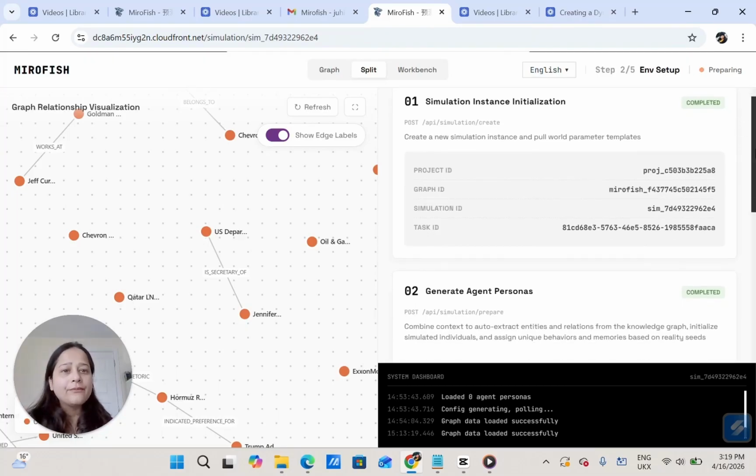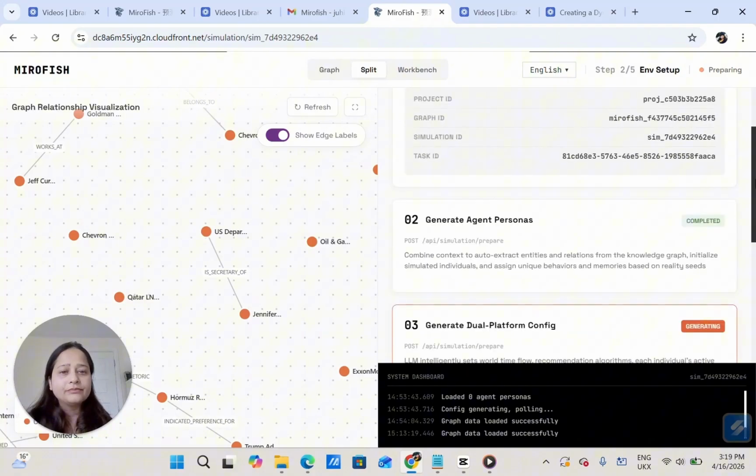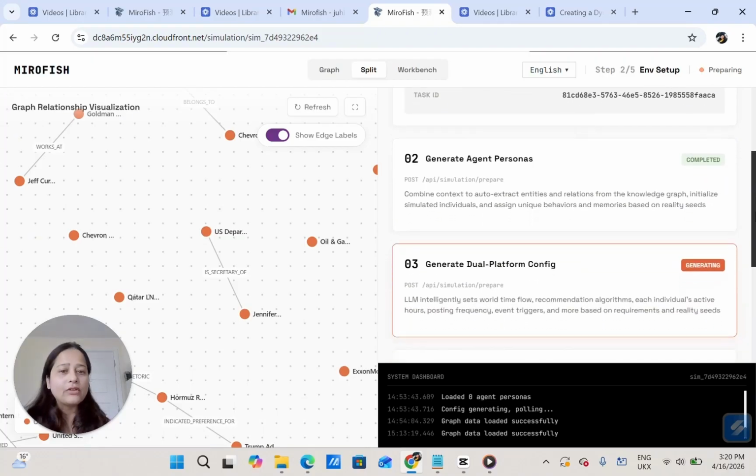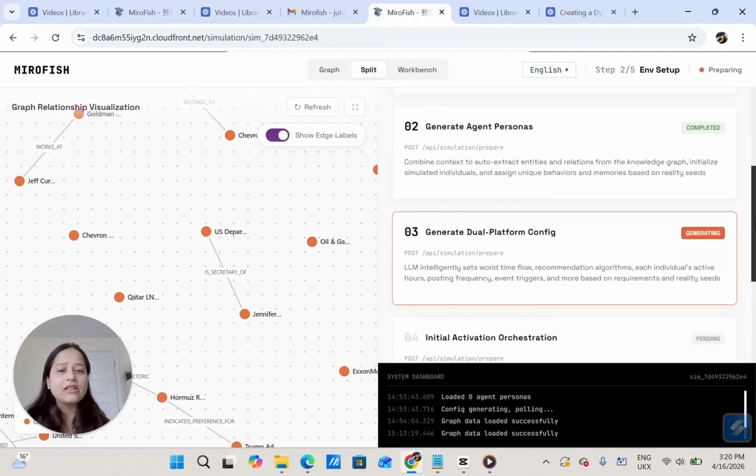This is where the instance is created and it will generate agent personas. As I explained before, different agents with different personalities have been created, and now we are moving towards the third stage, which is called generate dual platform config. The dual platform config is setting up two simulated environments, one like Twitter, one like Reddit. Now all these agents get dropped into those platforms and begin reacting.